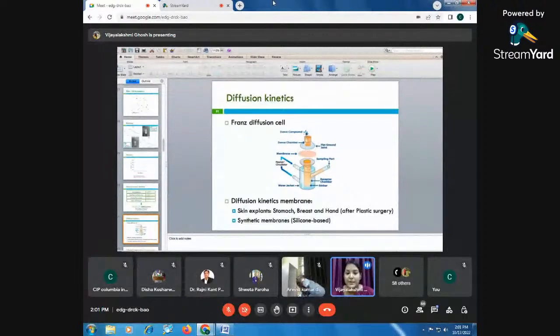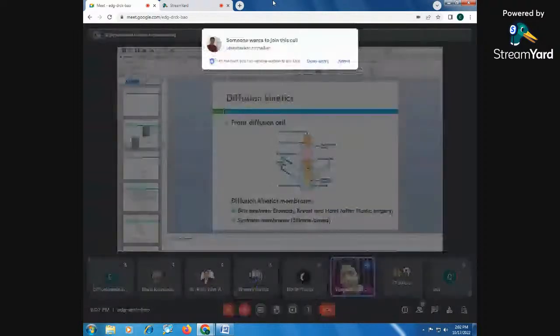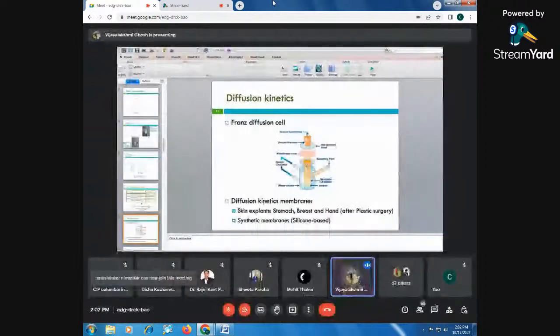We put our compound on the donor chamber and then it passes through the membrane to the receptor chamber. Then from the sampling port we take samples and see how much of our compound has diffused through the membrane. For this study we used skin explants and synthetic membranes, which are silicone based as membranes.